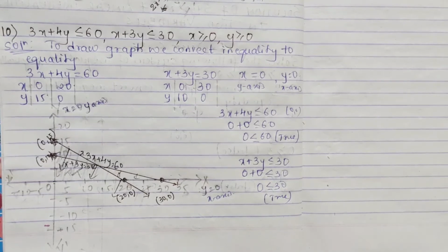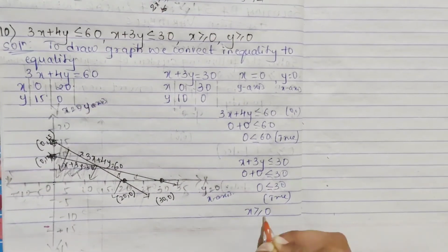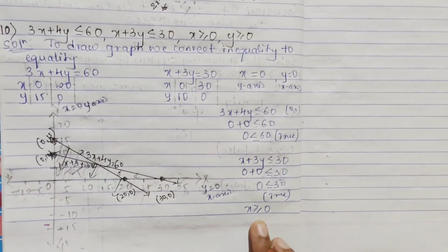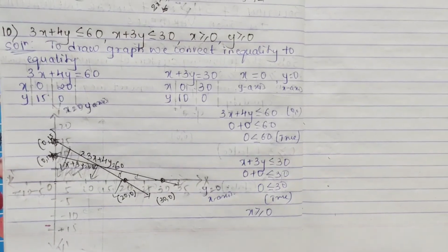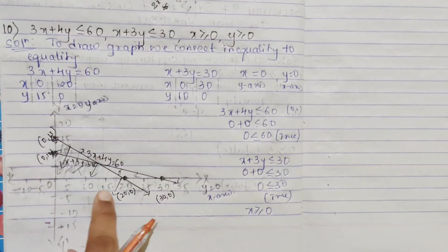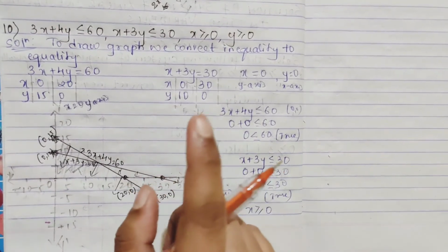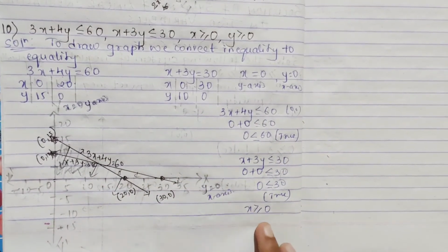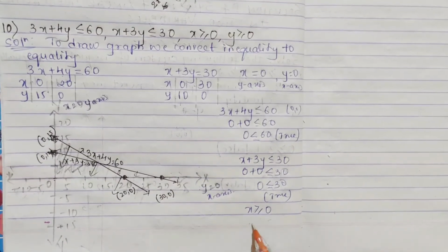You have x greater than or equal to 0. Means what? It is positive only, right? See here, if you want you can put the point, but you shouldn't put 0 because this line is passing through 0. So except this, anything here you can take. You can take 20, or you can take 15, anything. And see, 15 obviously is greater than 0, 20 obviously is greater than 0.